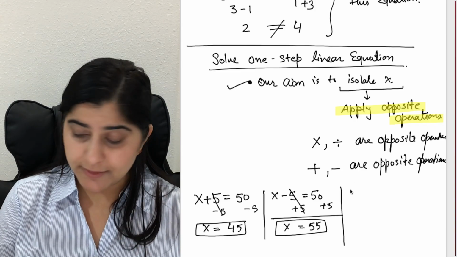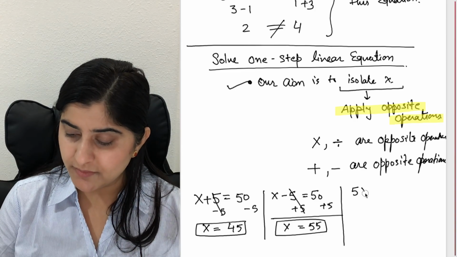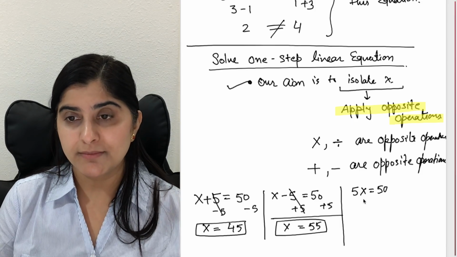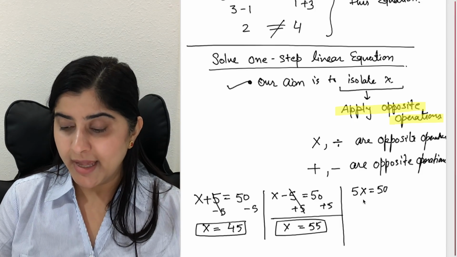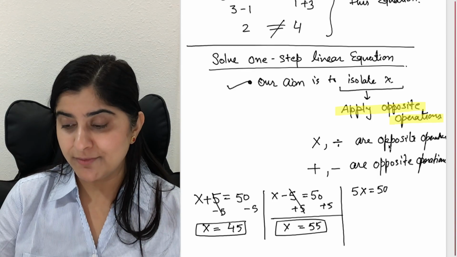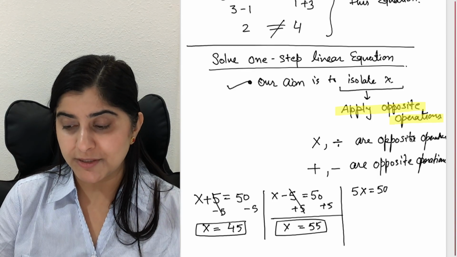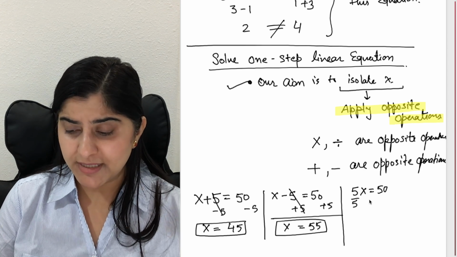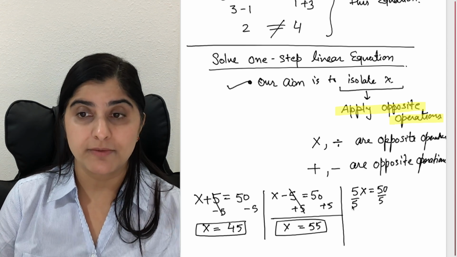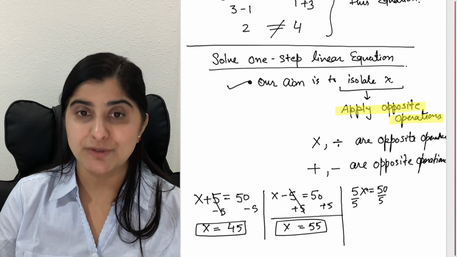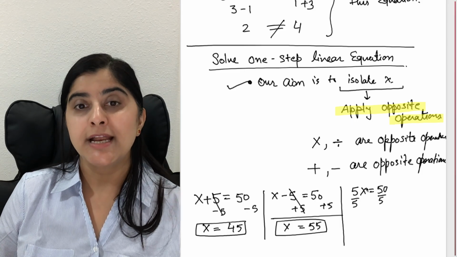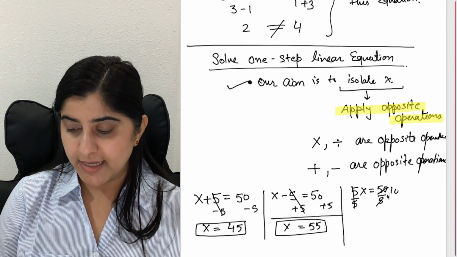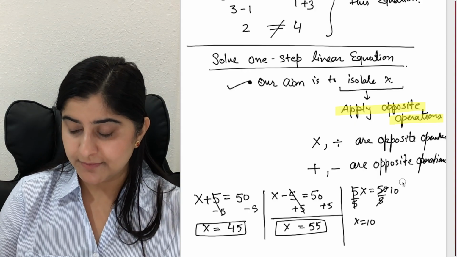If something is connected to x with multiplication like this, now 5 is connected to x with multiplication, and to isolate x, we know that we have to use the opposite operation, multiplication and division. So divide both sides by 5. 5 is connected to x with multiplication, so we will use the opposite operation, division, by the same number, by 5. So we get x value is 10.